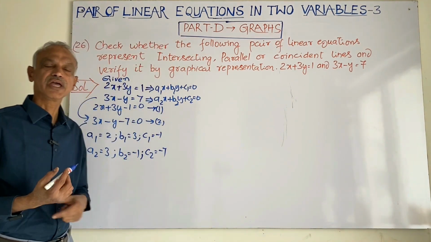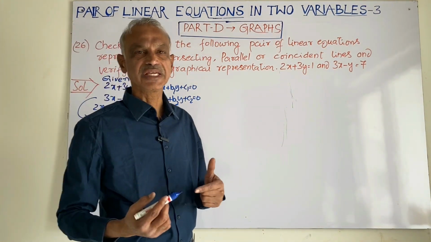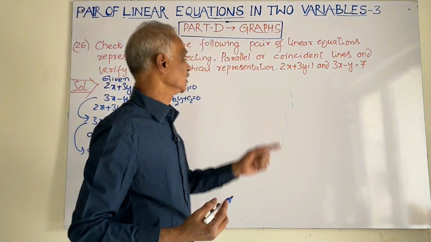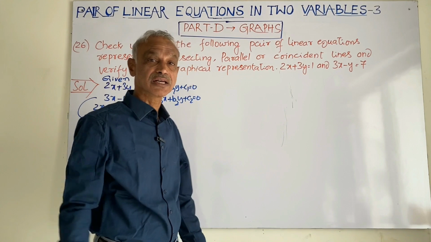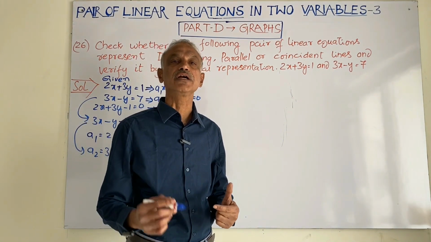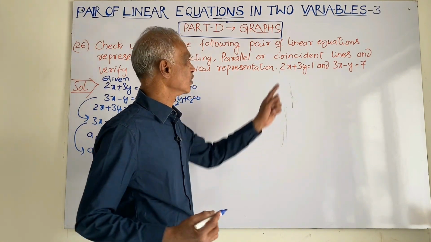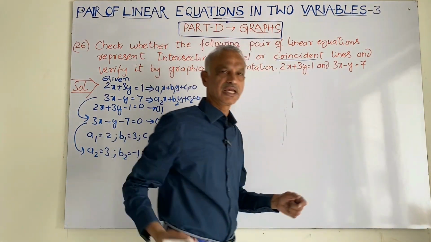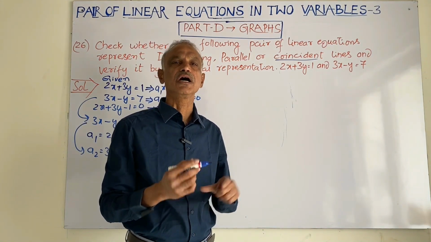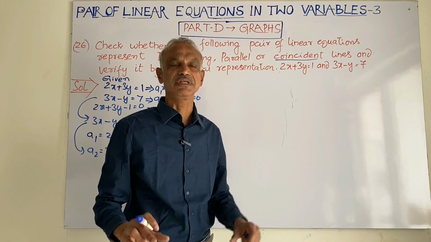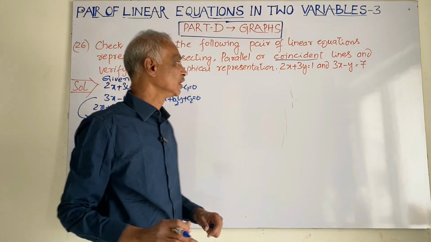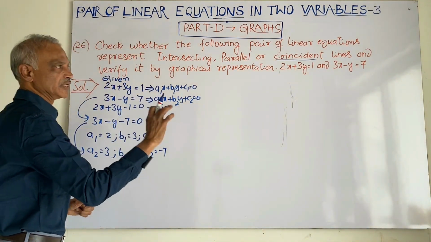What is the condition we have? If a1 by a2 is not equal to b1 by b2, then they are intersecting lines. What is the condition for parallel lines? If a1 by a2 is equal to b1 by b2 is not equal to c1 by c2. What is the condition for coincident lines? a1 by a2, b1 by b2 and c1 by c2 are all equal to each other. Then they are coincident lines.